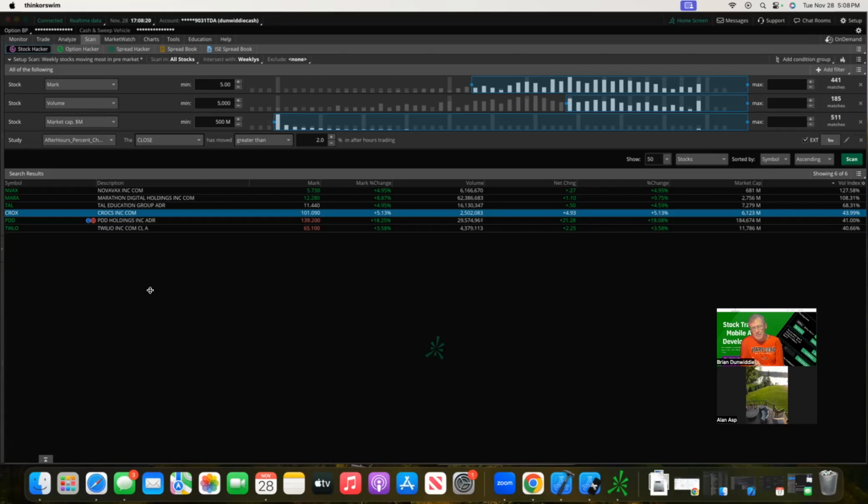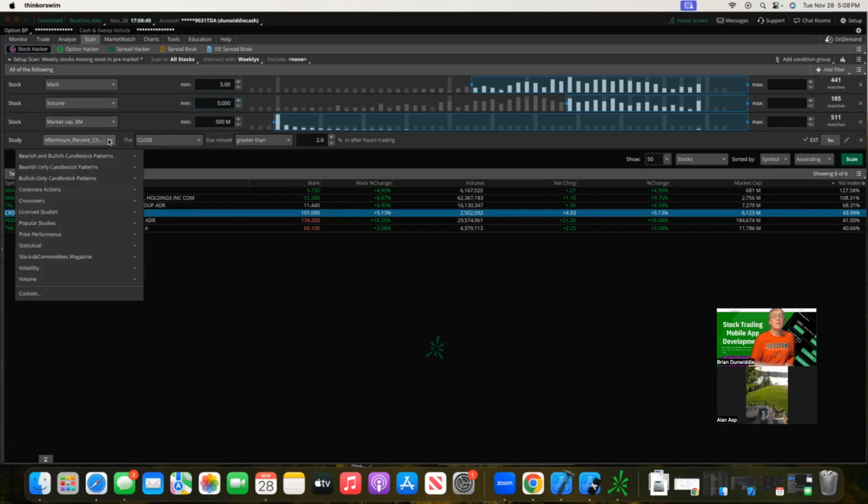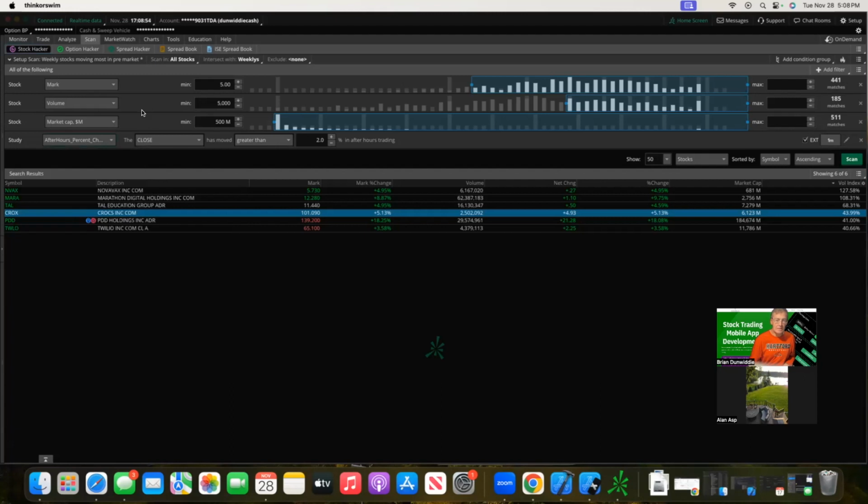I have a couple things. I posted this picture this morning. This is the scan tab on Thinkorswim, and basically you can add different criteria. For example, the stock price is above $5, the volume is above 5,000, market cap is 500 million. And this study, after hours percent change, which is in price performance, is looking for those stocks that are moving pre-market.